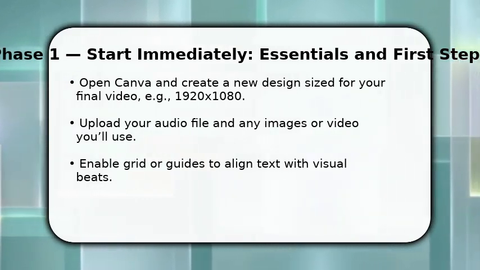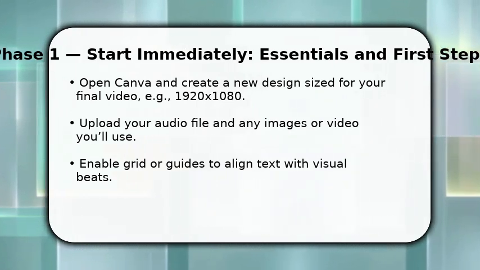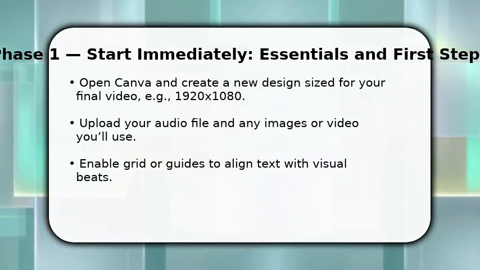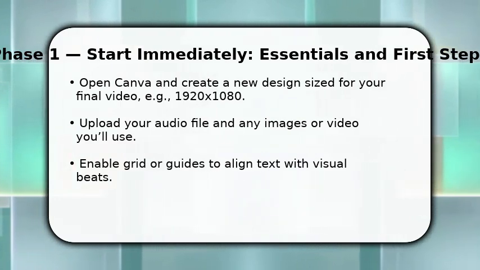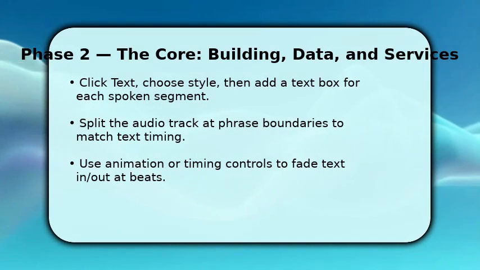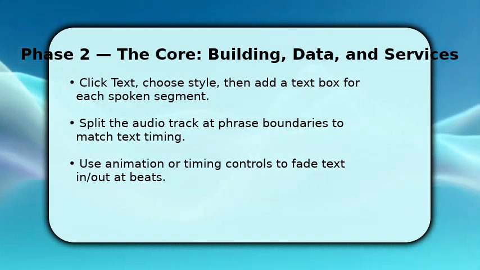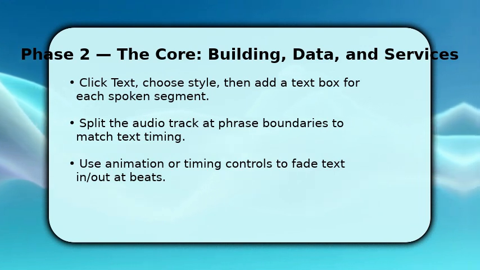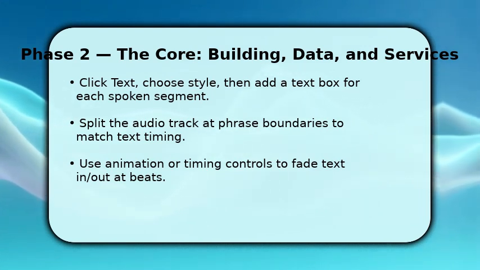You want clear visual anchors where text will appear, because aligning text to audio beats makes the message easier to read and follow. Now add text boxes for each phrase. Label them so you don't get lost. Type concise captions, then position boxes on screen where they won't cover important visuals.